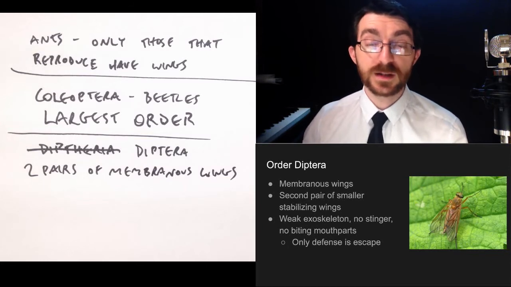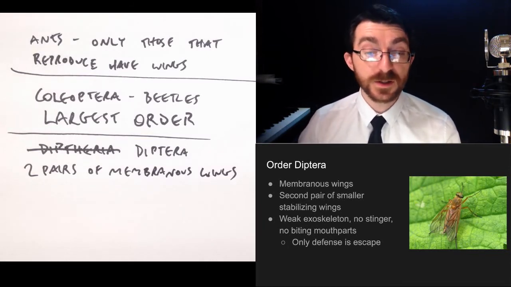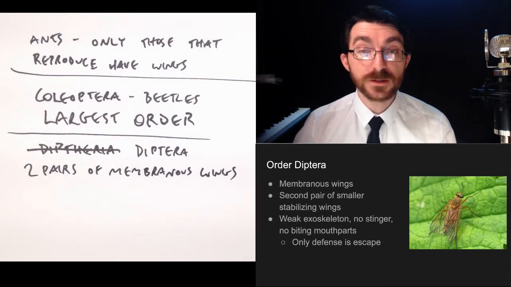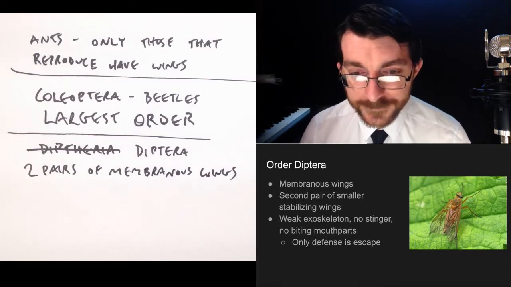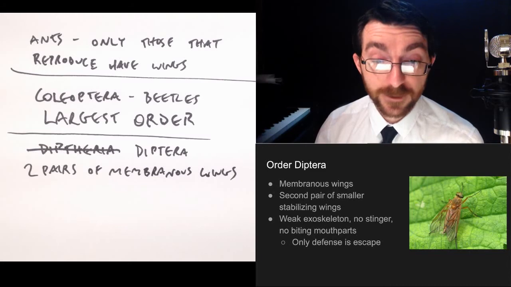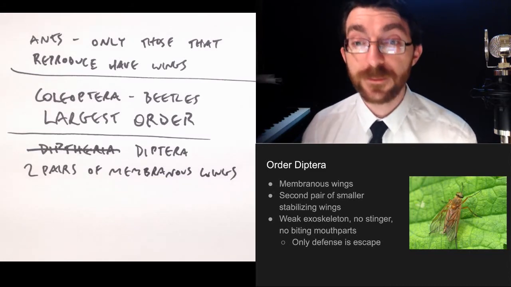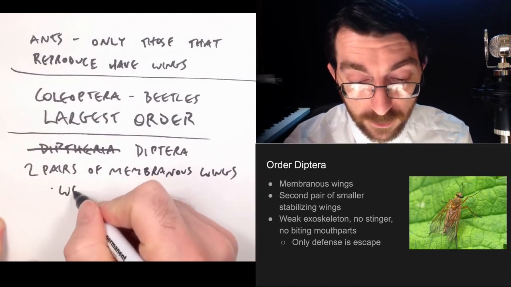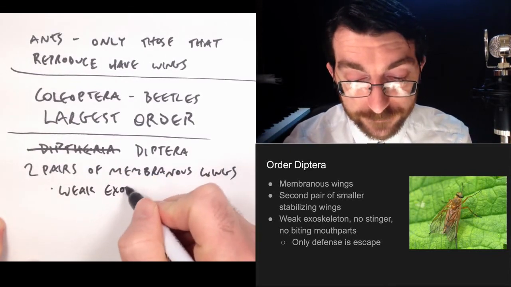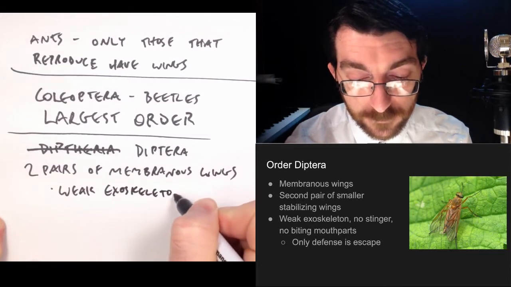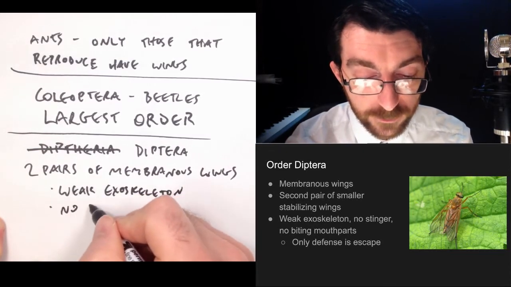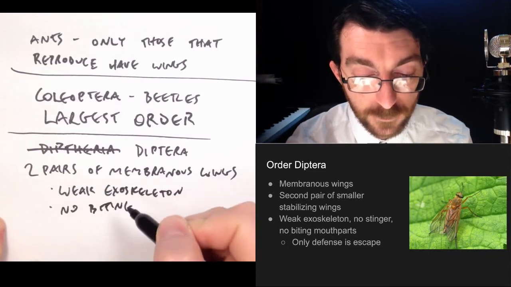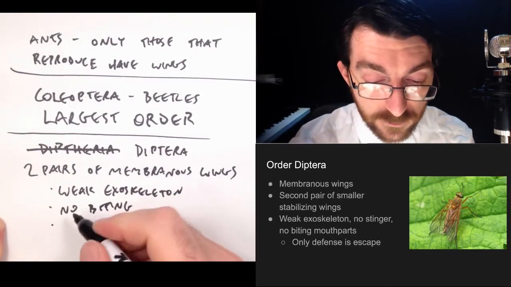They have a weak exoskeleton, which is one of the reasons why they are so easy to squish. They have no stinger, which is nice because being stung is not nice. And also, no ability to bite. They don't have any mouth parts for biting. Their only defense is escape. So, they have a weak exoskeleton. No ability to bite. The only way that they can save themselves is escape.